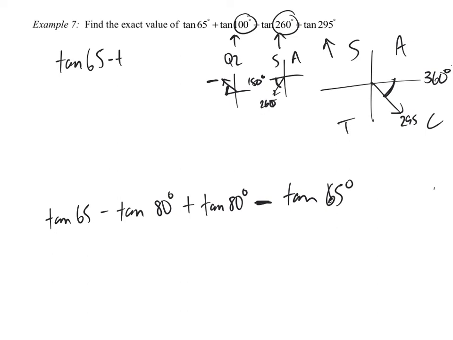And what you notice is that this problem turns out really nice because everything is about to cancel out. So tangent of 65 minus tangent of 65 cancels, and negative tangent of 80 and tangent of 80 cancel. And so the answer to this whole thing is equal to 0.